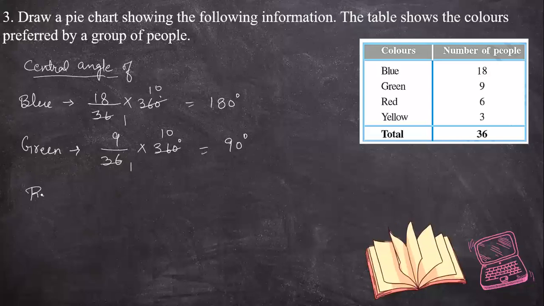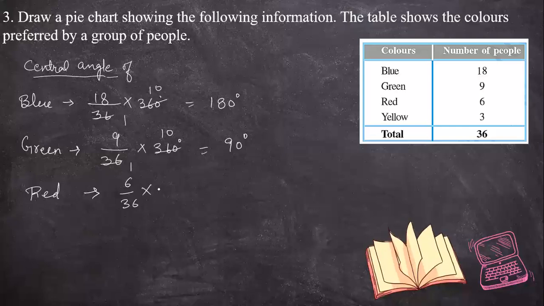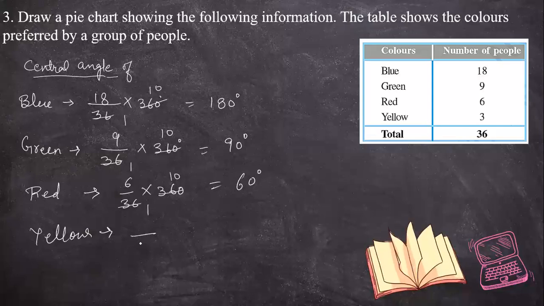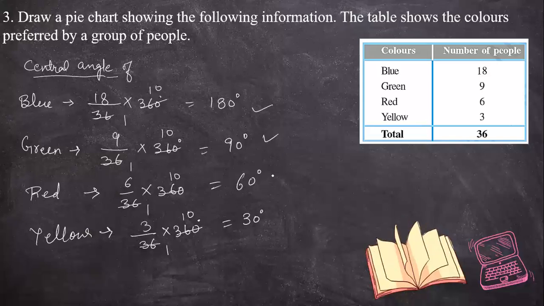Right. Next is red. So it is 6 out of 36 into 360. So now here 36 ones are 36, 36 tens are 360. So 6 tens are 60 degree angle. And next, yellow. Now for yellow, out of 36, 3 people like yellow. Now multiply the fraction by 360 degrees. So 36 ones are 36, 36 tens are 360. So 3 tens are 30. So these are the central angles.